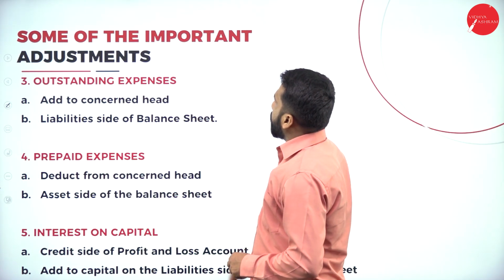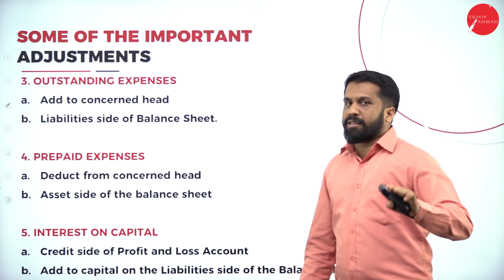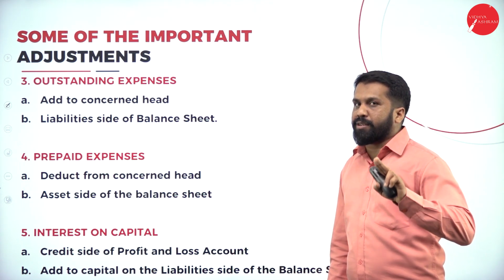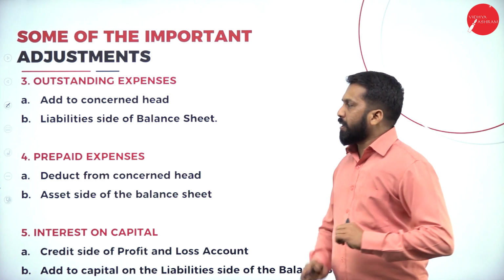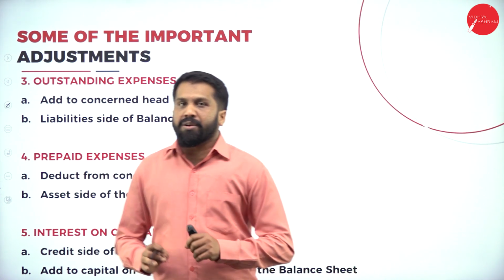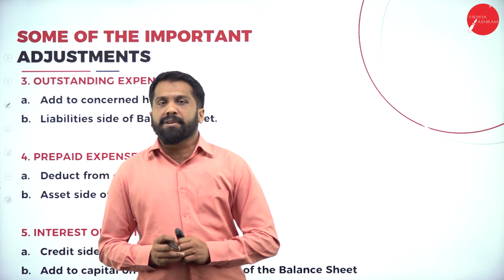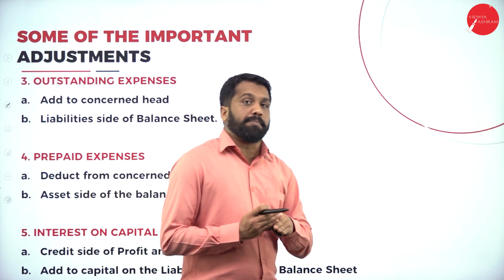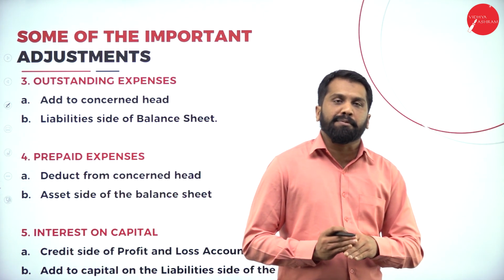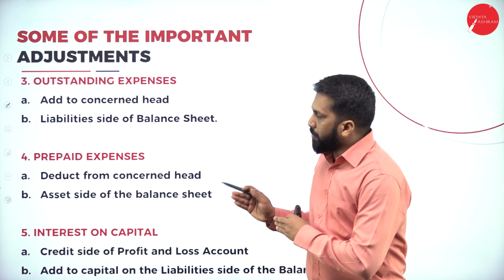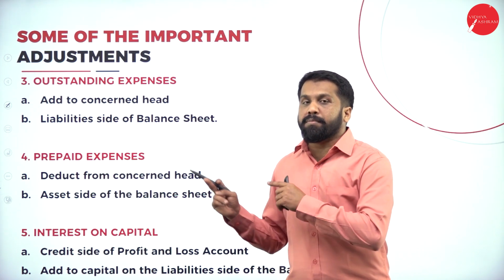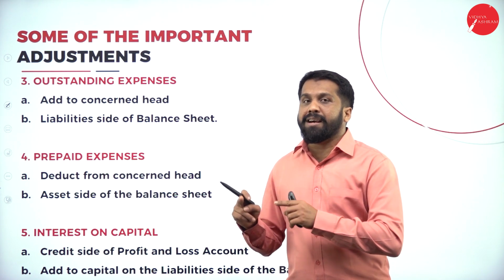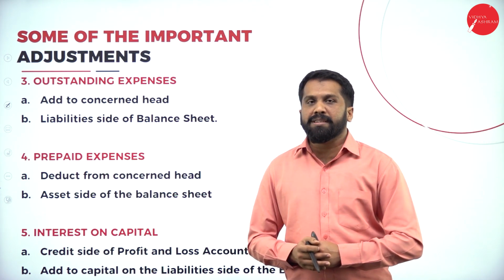Next, some of the important adjustments. Your third adjustment, we have completed 2. As I told you, you have to write down. You will understand only 10% now. Why? Because you don't know how the problems will be and how the questions will be. Now, just remember these things. While doing problems, you will realize why these adjustments are there.